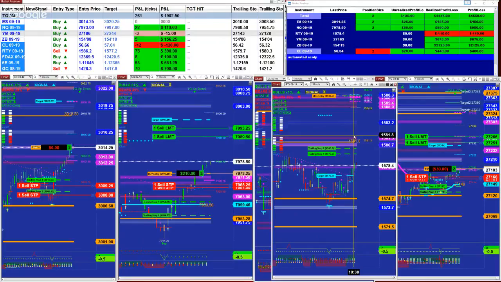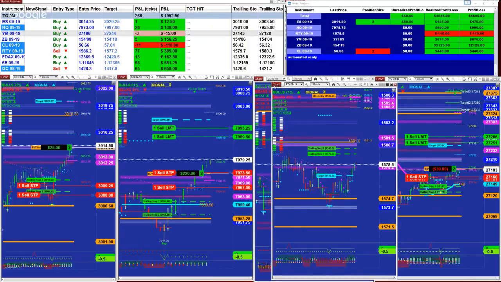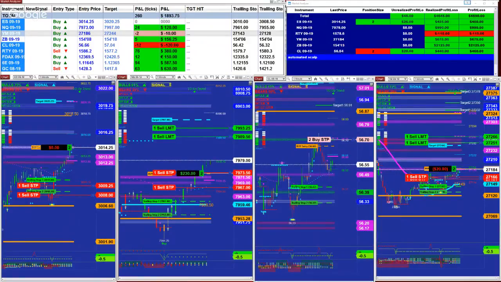So you just need to be at 81.8 buy entry, limit entry on those. Otherwise, you're going to get your finger burned.